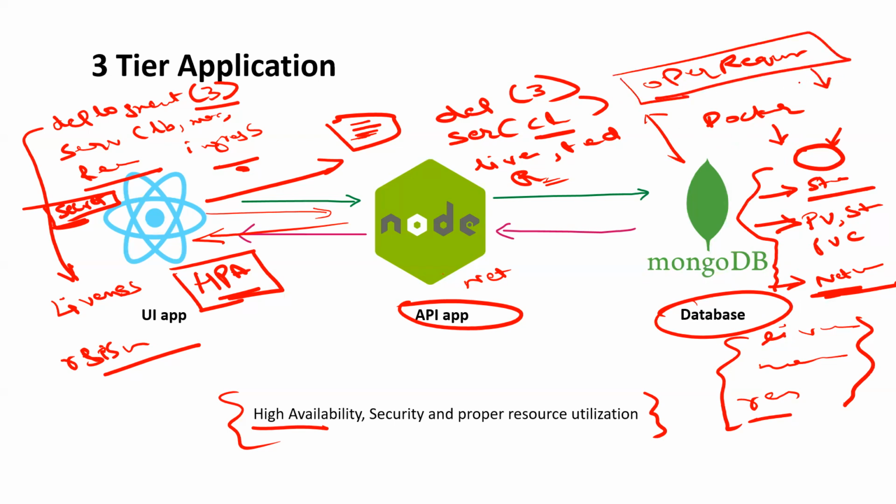When we use an operator, we will have two things. One is the CRD, which is Custom Resource Definition, and another one is the controller. By using these two things, we can create databases and manage databases properly and easily.